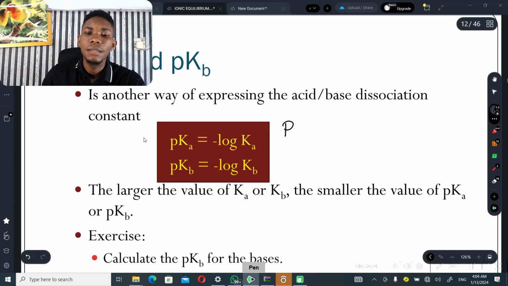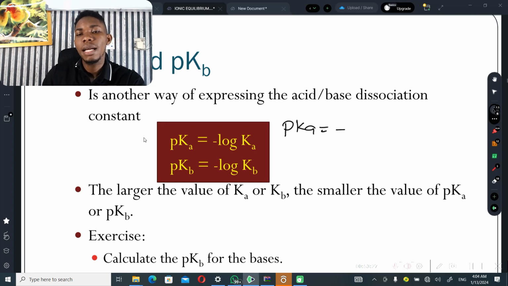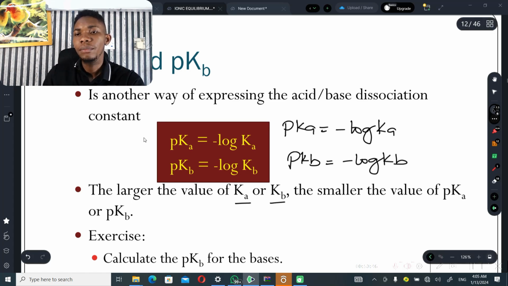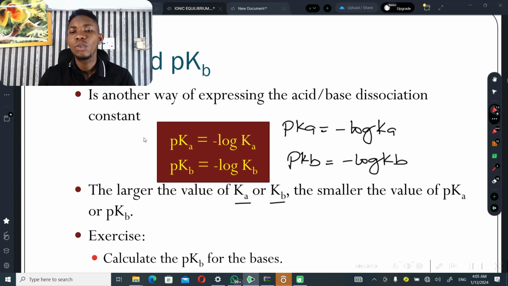pKa means the negative logarithm of Ka, while pKb means the negative log of Kb. Now, listen, the larger the value of Ka and Kb, the smaller the value of what? pKa and what? pKb.